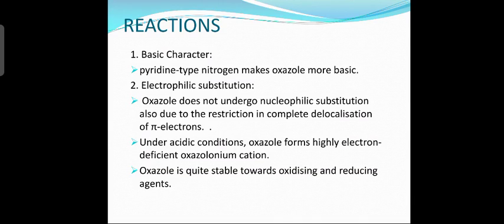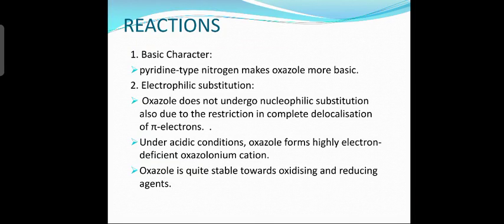Alright. Now the second one is electrophilic substitution. Even though oxazole has a sextet of pi electrons, complete delocalization is restricted. Why is it restricted? Due to the presence of the electronegative oxygen atom. Oxygen is more electronegative compared to nitrogen, you know that. So because of this, complete delocalization is restricted.